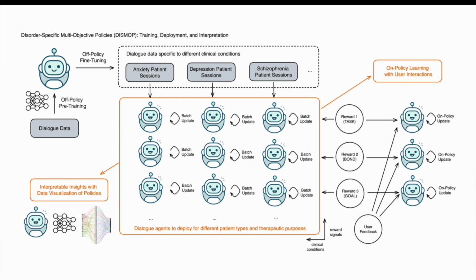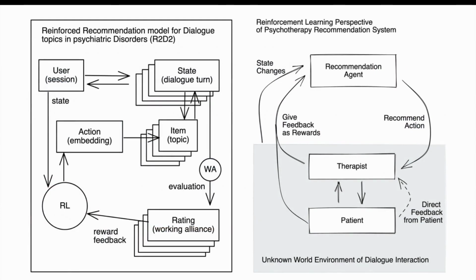And then we could visualize the learned policy from different agents trained for different therapeutic purposes on different clinical conditions. And by visualizing their policy trajectories and all those kinds of things, we could tell some interpretable insights and actionable steps for junior therapists to learn from.